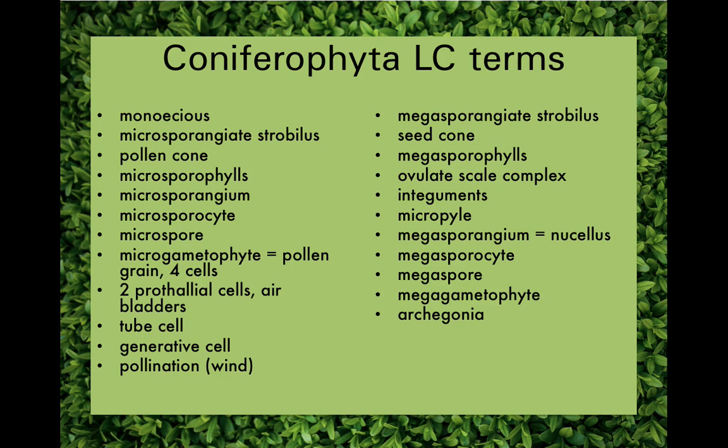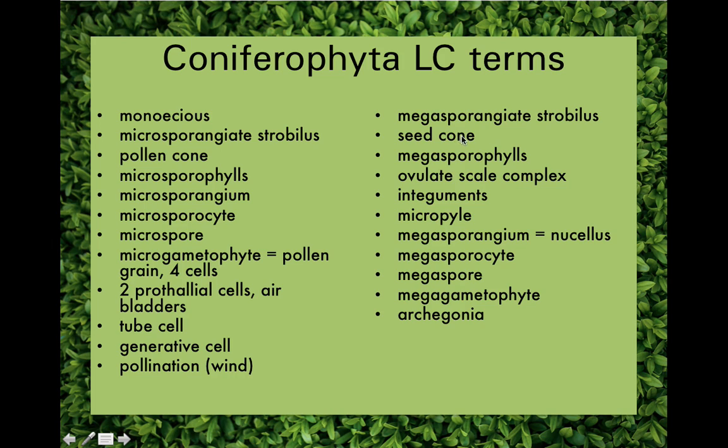So here's our list of terms for the life cycle of Coniferophyta. Many of these terms are actually redundant, meaning that they refer to the same thing. A microsporangiate strobilus is the same thing as a pollen cone. Why do we need two words? Well, it's easier to say pollen cone, but we should understand that the purpose of the pollen cone is to produce the microspores. The microsporangiate strobilus.